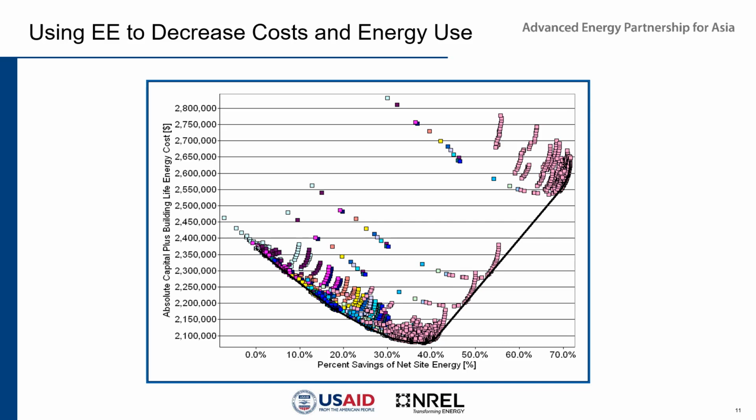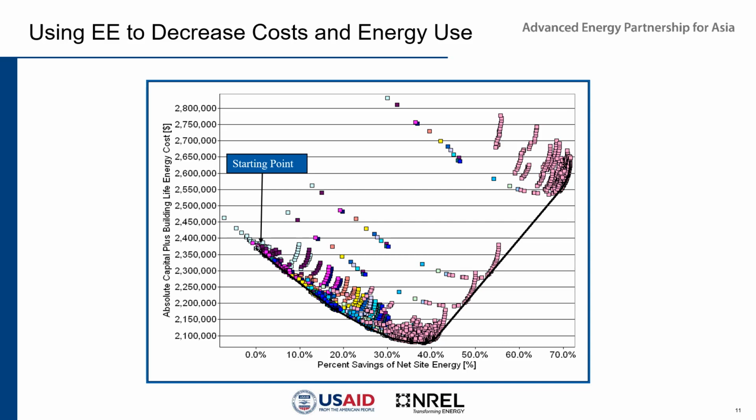Each one of those simulations that are here, and there are hundreds of simulations in this graph with different measures, different conditions, and so on to describe the different buildings. And the curve that is in the bottom, the black curve, is the minimum cost curve. So as we go, we're trying to actually get to the very bottom. In this case, it gets to about 40% energy savings and a lifetime cost of a little bit under $2.1 million.